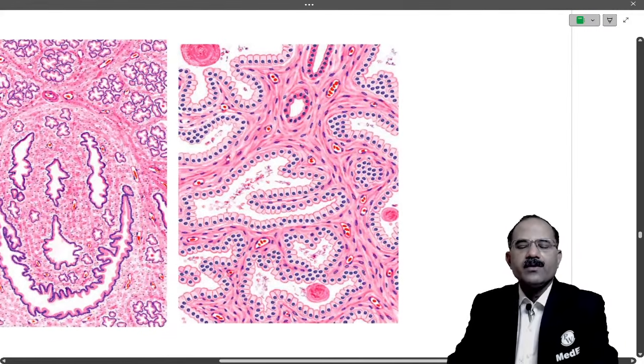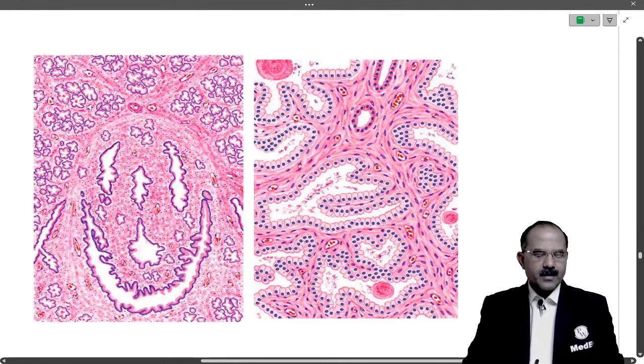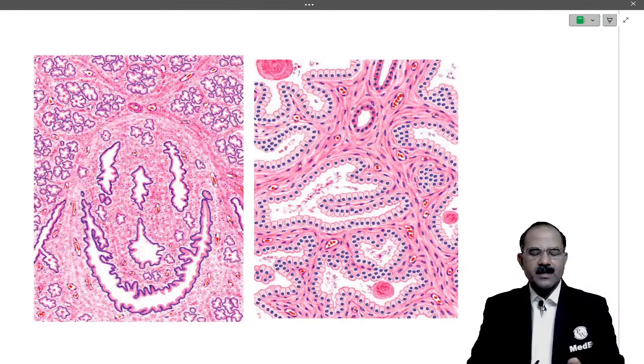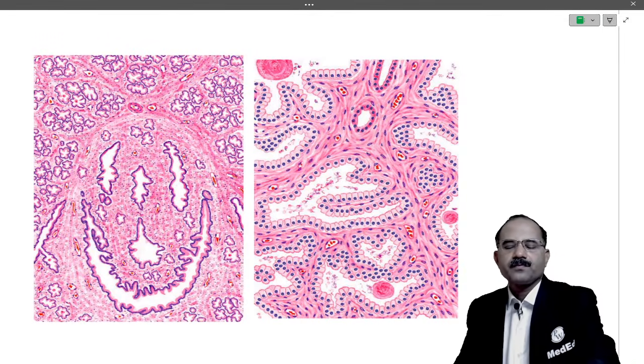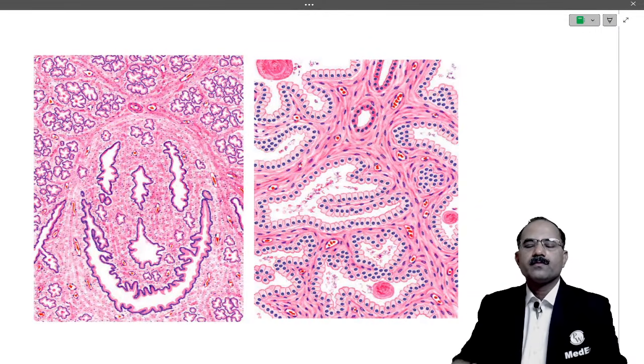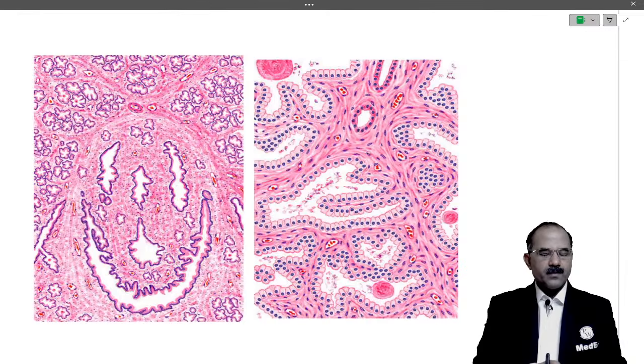What is this slide of? Any guess? Students are not able to identify this slide. Can anyone tell me what is this slide of? Just one moment. Yes, any guesses?